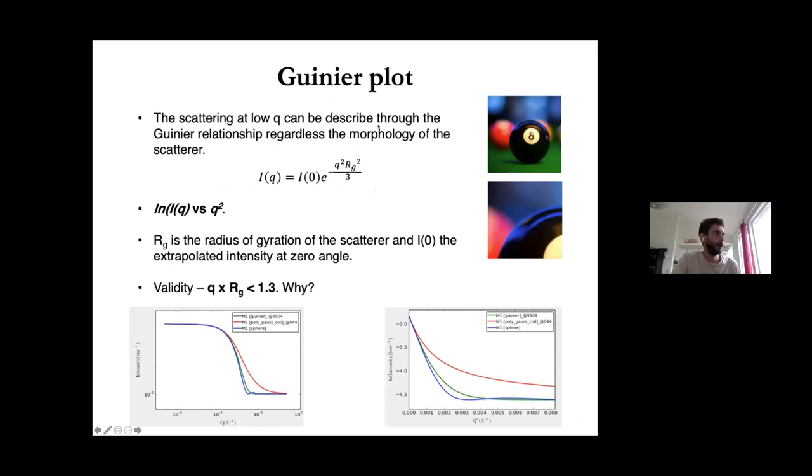What Guinier realized was that the low Q data could be used to describe the size of the scattering particle independently of the morphology of this particle. So basically, this is the Guinier approximation. What happens here is that we have this I0, which is the scattering signal at angle zero, and then we have this radius of gyration. And basically, by plotting the natural logarithm of the intensity versus Q squared, we can calculate the radius of these particles from the slope of that curve of that scattering signal.